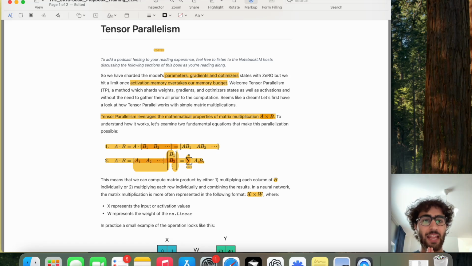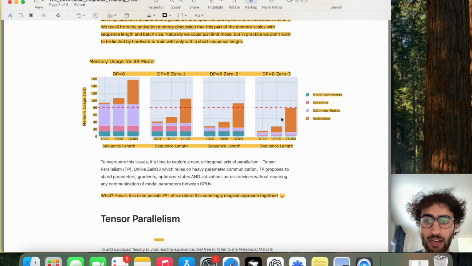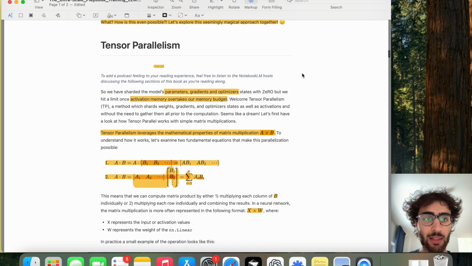In this video, we're discussing tensor parallelism as the continuation to our previous discussion on data parallelism. We already have sharded parameters, gradients, and optimizer states with ZeRO, the Zero Redundancy Optimizer, but we did hit a limit in terms of activations because that memory has overtaken our budget. If you look at our previous graph, the activation is dominating even though we're in ZeRO-3, which is incredibly optimized already. So let's look at tensor parallelism, which leverages the mathematical properties of matrix multiplication.